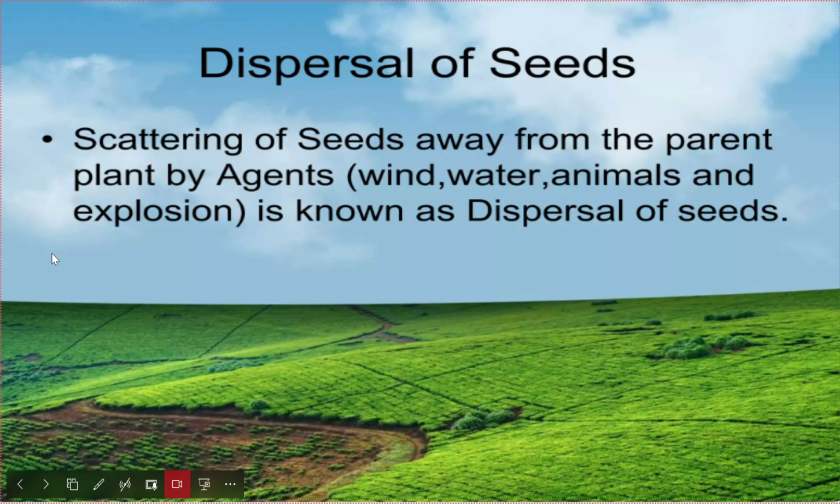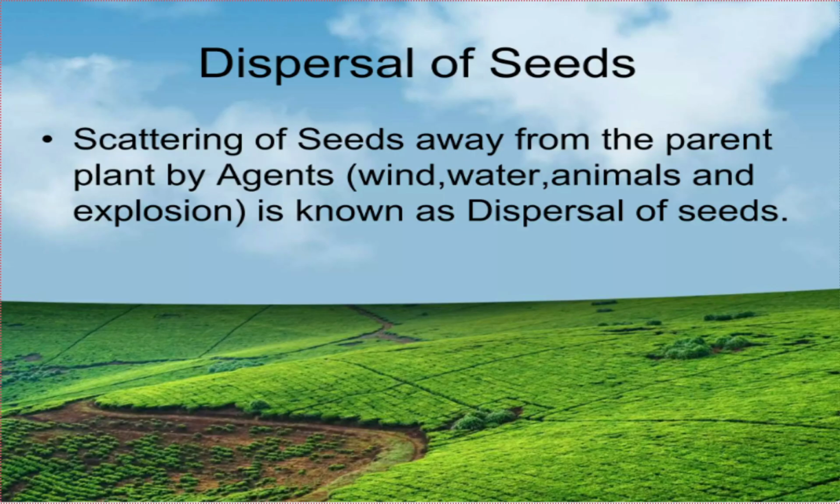Now, what will happen if all the seeds grow in a single place? Yes, the place will become overcrowded. Yes or no? Yes. The place will become overcrowded and there will be a fight for nutrients, water, etc. Now for that, plants have a solution: the dispersal of seeds.